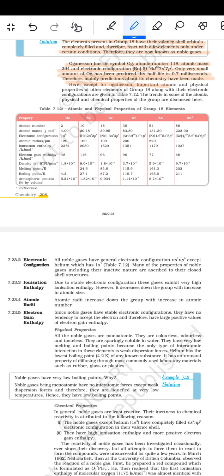Here, except for oganesson, important atomic and physical properties of the other elements of group 18 along with their electronic configurations are given in table 1.12. The trends in some of the atomic, physical, and chemical properties of the group are discussed.